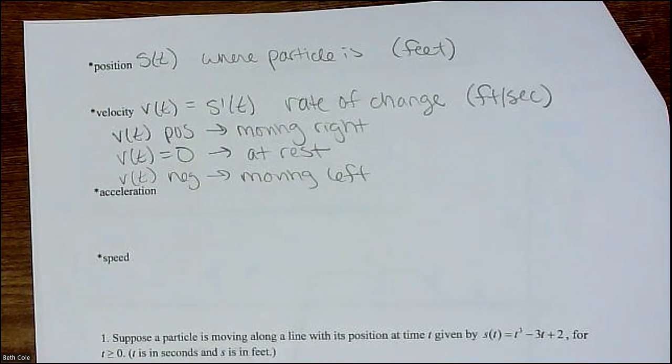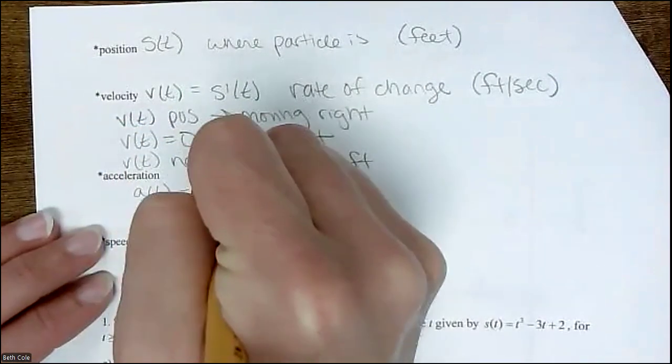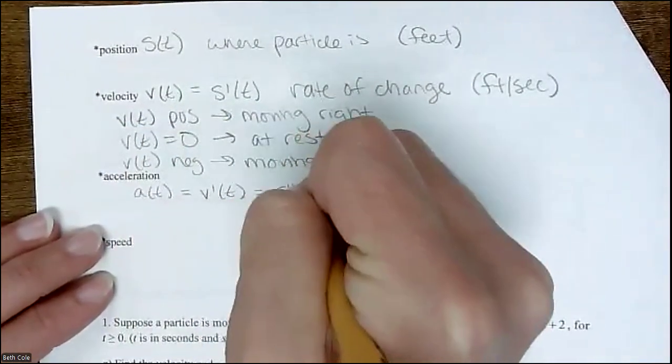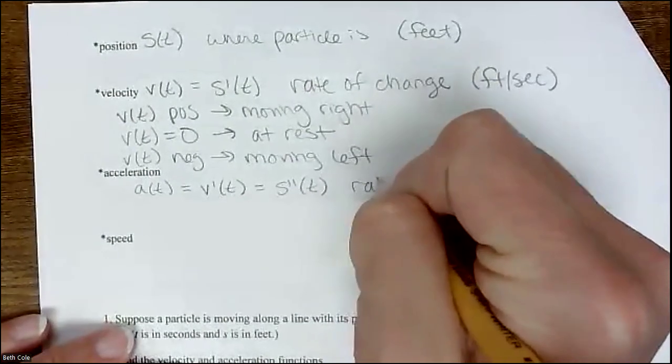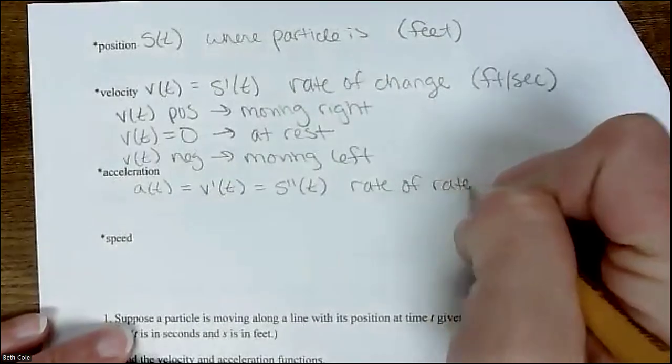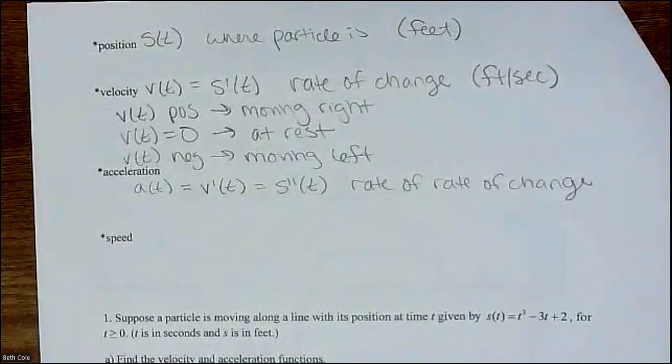Acceleration is where things get more complicated, right? Acceleration is a of t. It is the derivative of velocity, which means it is the second derivative of position. If you're wondering how far this goes, we only go to a second derivative. So it is the rate of change. So we would say the rate is increasing or the rate is decreasing.